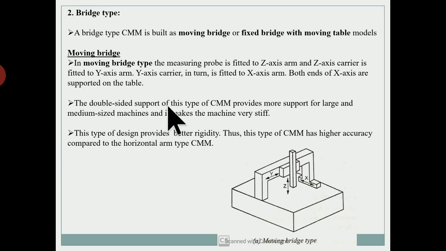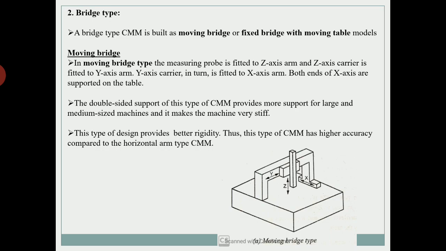The double-sided support of this type of CMM provides more support for large and medium-sized machines, and it makes the machinery very stiff. This type of design provides better rigidity. Thus, this type of CMM has higher accuracy compared to horizontal arm type CMM. We will discuss horizontal arm type CMM in coming slides.